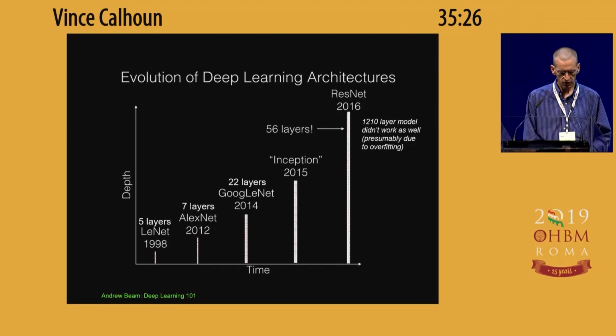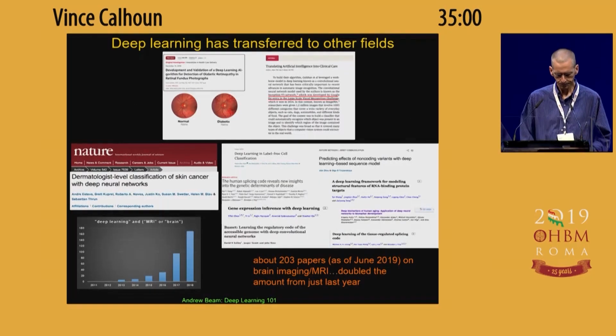Deep learning architectures started out with a few hidden layers, up to 5 in 98. The ResNet model in 2016 was 56 layers. They tried a 1200-layer model, which didn't work as well, probably due to overfitting. These days, I would say the most useful networks are in the hundreds of layers at this point.